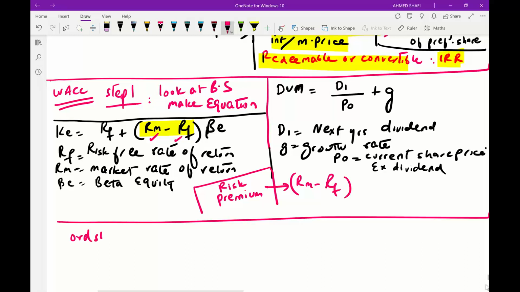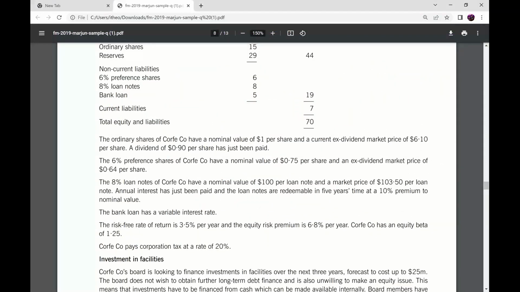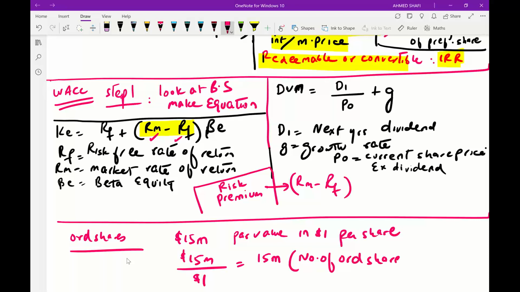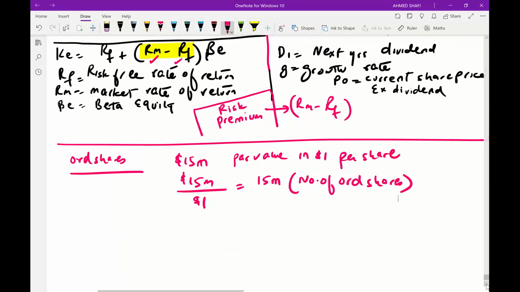Now, in the balance sheet, ordinary shares are 15 million. You can clearly see ordinary shares are 15 million. And in the paragraph, it states ordinary shares have a par value of 1 per share. So if ordinary shares have a total capital of 15 million and par value is $1 per share, that means the number of ordinary shares is 15 million. Okay.